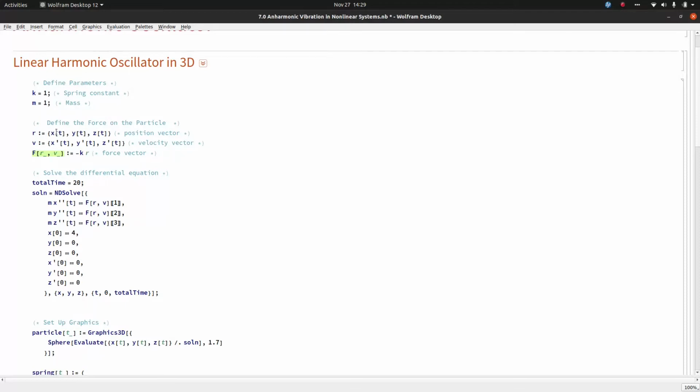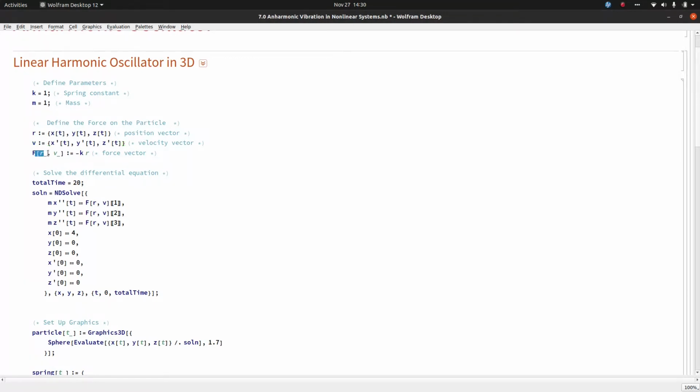So your position vector, to define that, you're going to give it a list. So lists have curly brackets, and you're going to have it be a list of the x of t function, y of t function, and the z of t function. And make sure you use a delayed equals on that. So that's a colon equals here. And then the same thing for the velocity, except you're going to be plugging in x prime, y prime, and z prime.